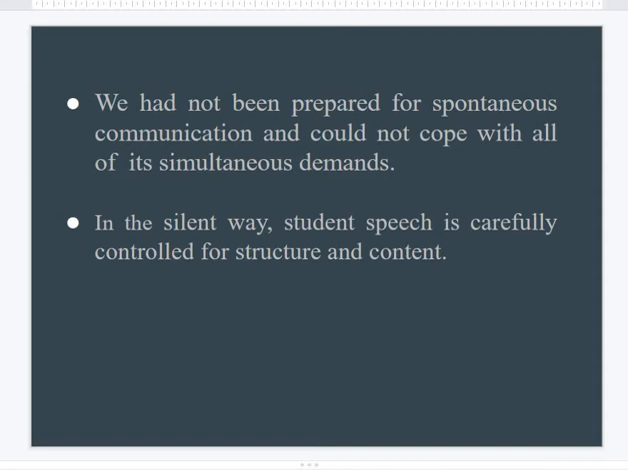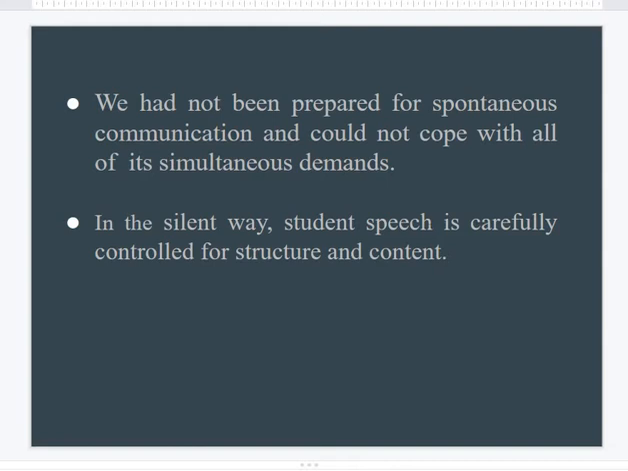So when you are going to teach your students, it's very important that you teach your students to cope with spontaneous response. The student must be able to respond in the target language spontaneously. This is the major reason that students are taught in a controlled environment, where structure and content are provided to them to talk in a particular context. They prepare and they present, but that is not the natural way of speaking.